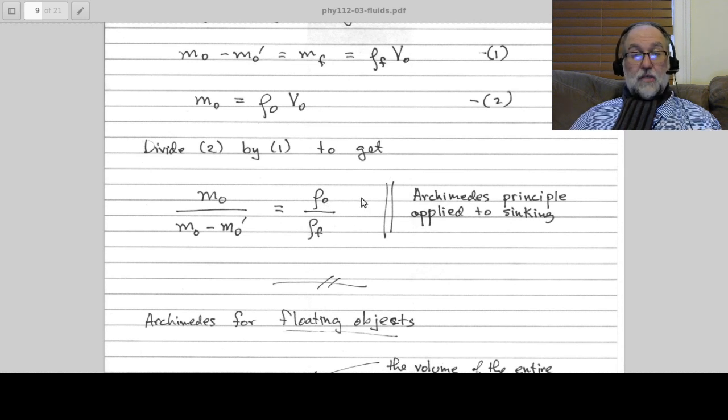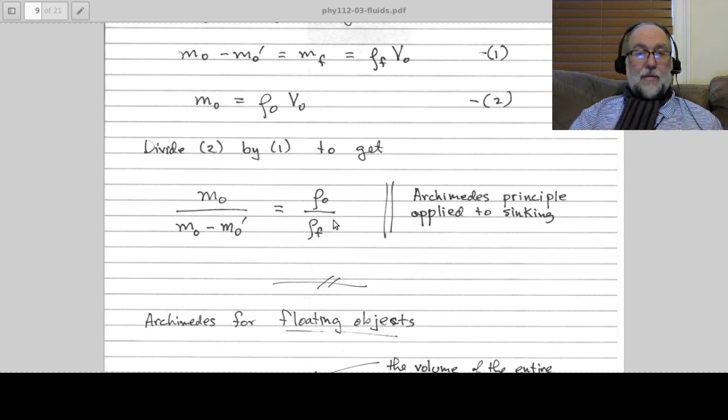So the density of the object divided by the density of the fluid, as a ratio, is equal to the true mass divided by the true mass minus the apparent mass, okay? Now, remember, if the object sinks, the density of the object is bigger than the density of the fluid. So the right-hand side here would be bigger than 1. And that makes sense because you expect the true mass of the thing to be bigger than the difference between the true mass and the apparent mass, okay? So there's that equation, and this is for an object that's going to sink, okay?